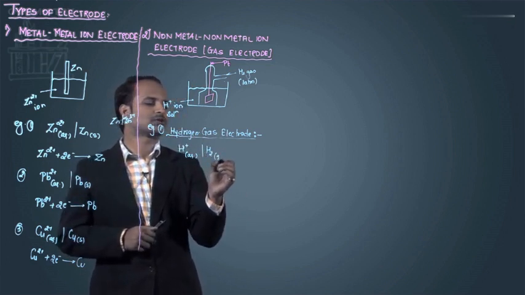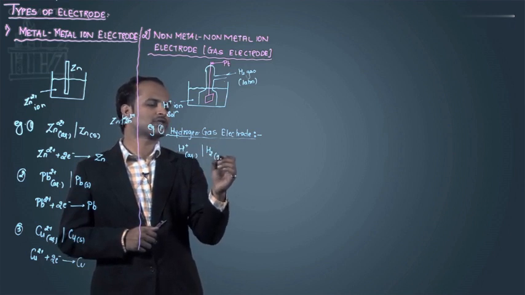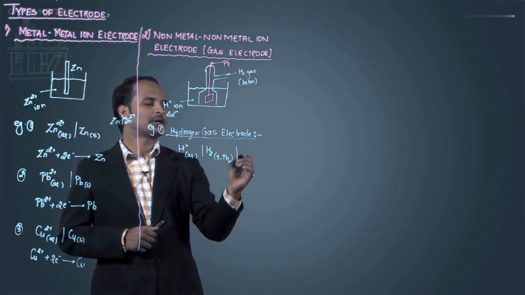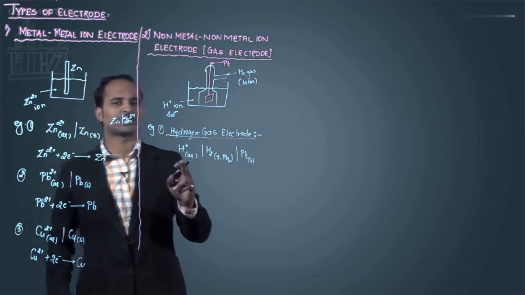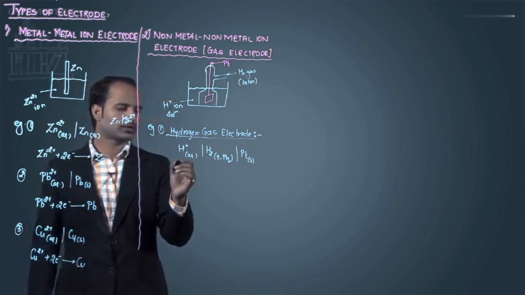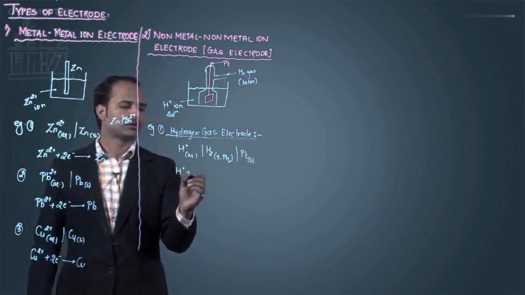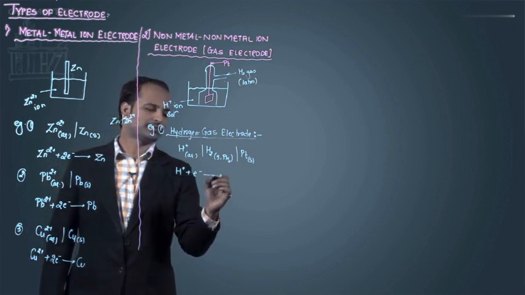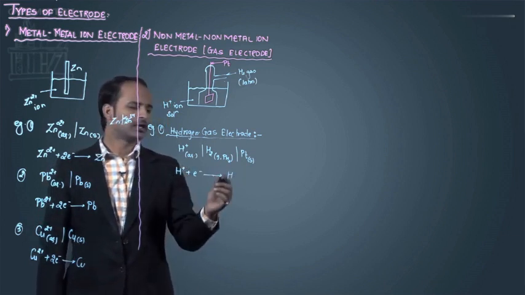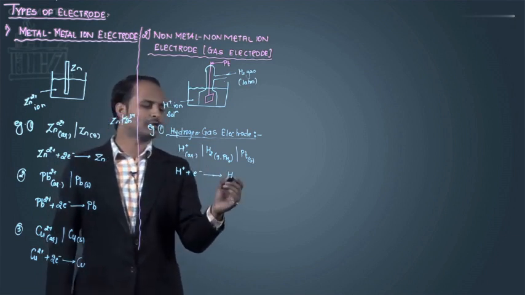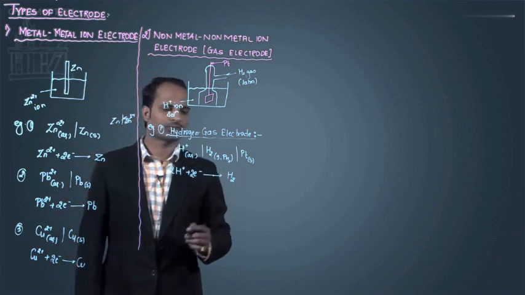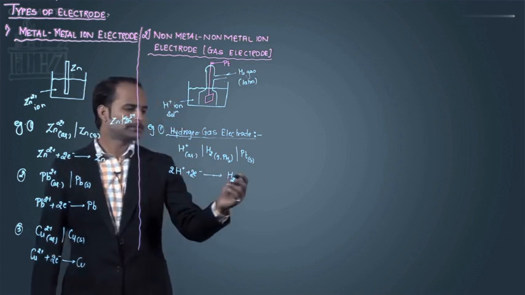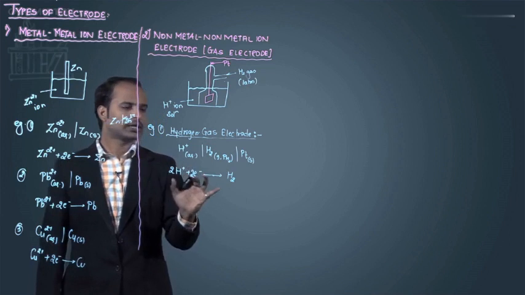So you have to write the hydrogen also in the representation, and since it is a gas, you have to write its pressure, and then platinum, that is the electrode. Now the reaction takes place between H plus and H2. H plus will gain an electron and give H, but as we all know, hydrogen never exists in monoatomic form. So for diatomic, 2H plus ions will gain 2 electrons and give H2 gas. And so this is the hydrogen gas electrode.